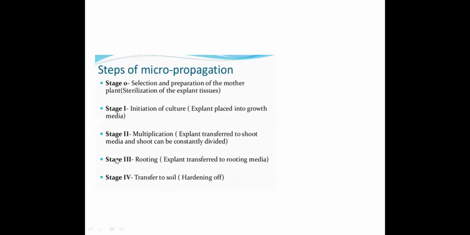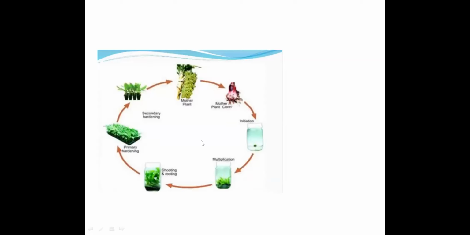And stage 3 is rooting, transfer to rooting media. Here you can see the media is differing in its composition. And stage 4, transfer to the soil. It is also called hardening. So this is a cycle which represents parent, initiation, multiplication, shooting, and rooting.